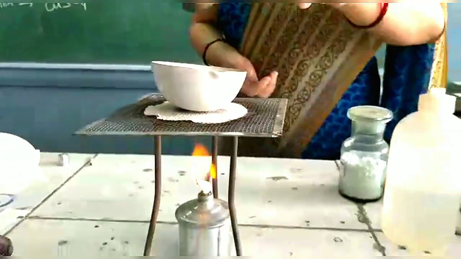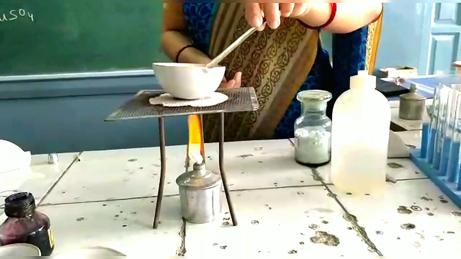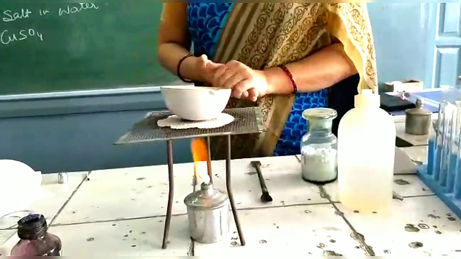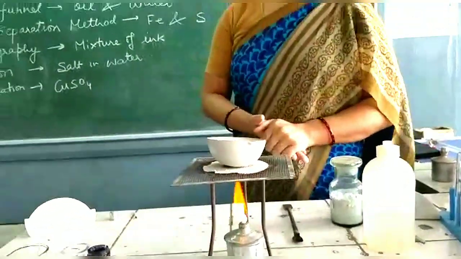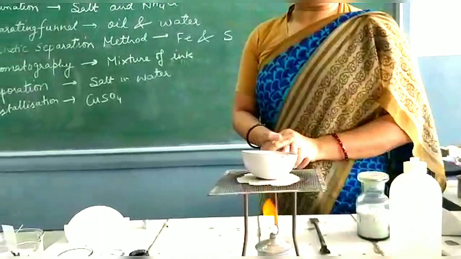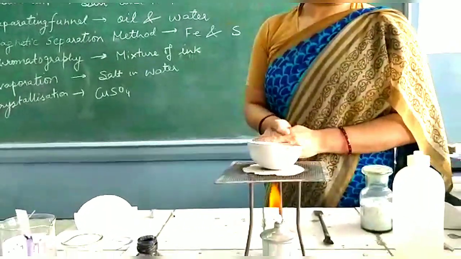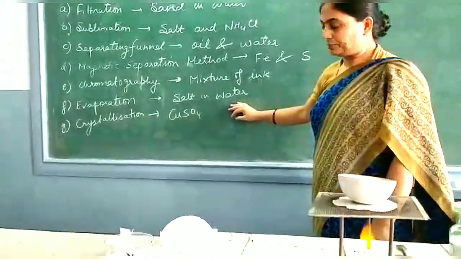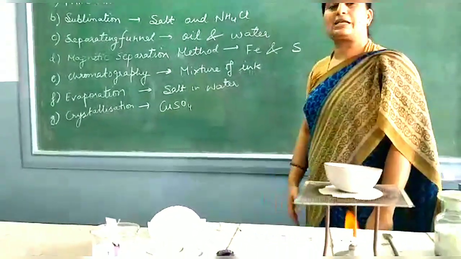So this is a long process, but it is basically a simple thing, we are just evaporating. Allow the solvent to evaporate. This water evaporates, leaving the salt behind, and just by increasing the temperature, we have sped up the rate of evaporation. So this is evaporation of salt in water. And the last technique we have is crystallization.